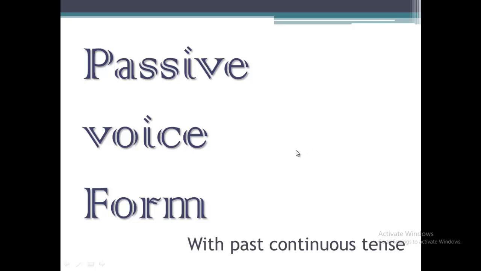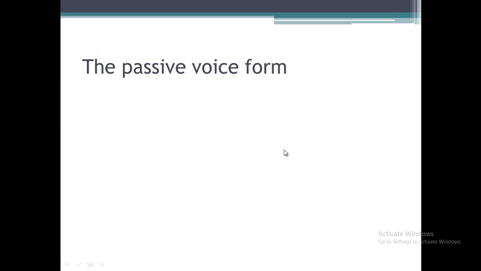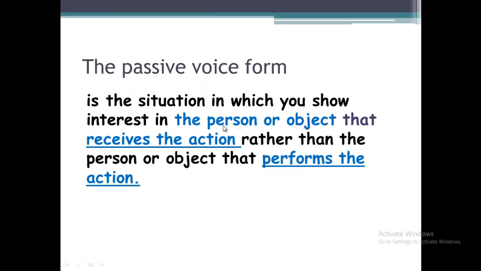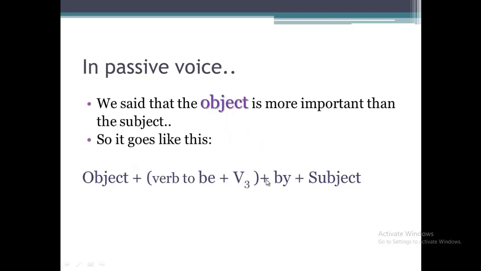Okay, passive voice, as a revision, is the situation in which you show more interest in the person or object that receives the action rather than the person or object that performs the action, but you already know that now. And in all passive voice sentences, I repeat that I don't change the tense. So past continuous stays past continuous, but we change the form of the verb because we have changed the order of the sentence, of course.